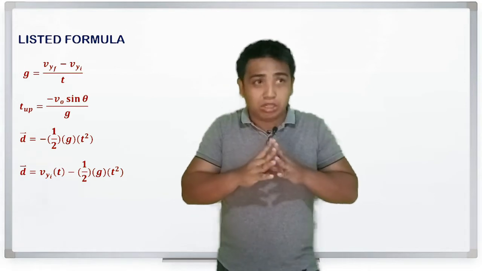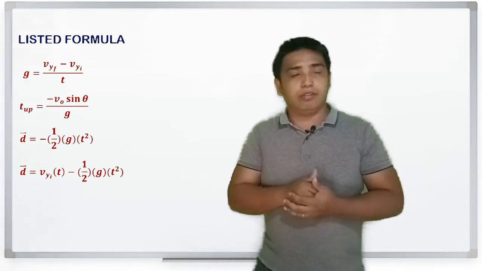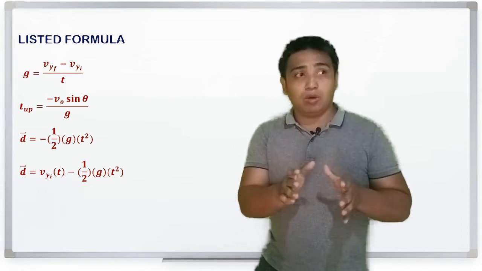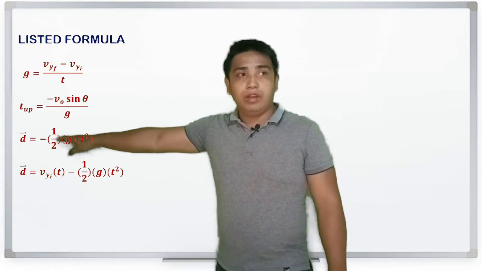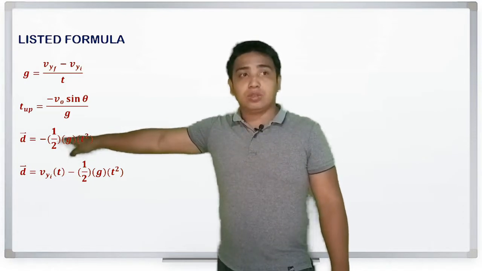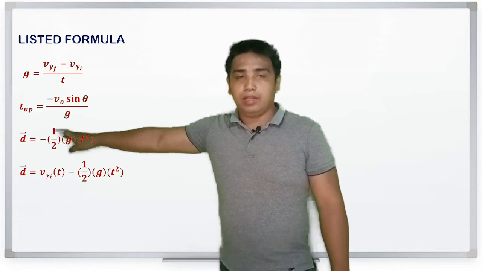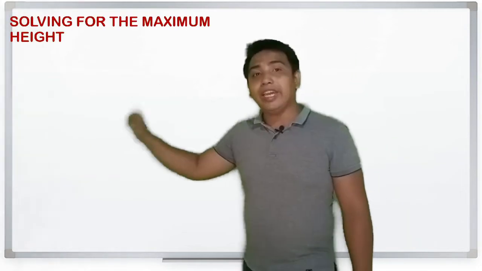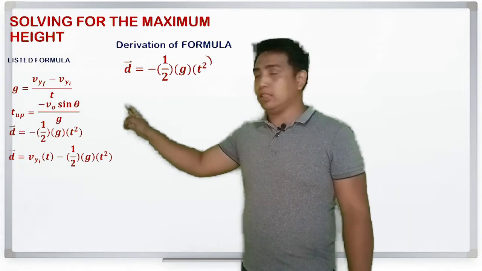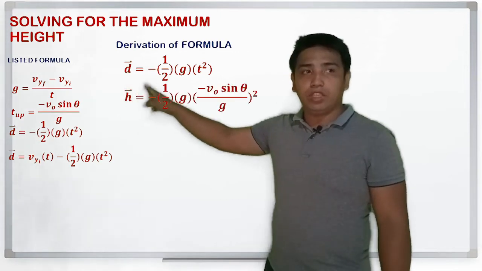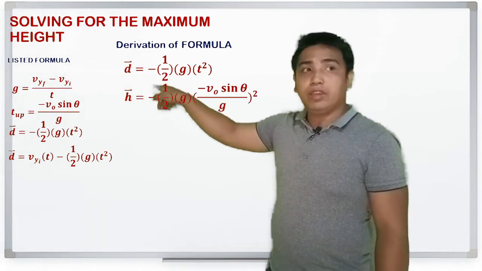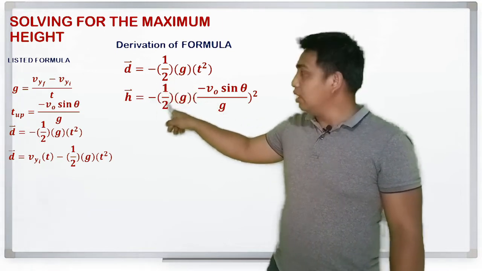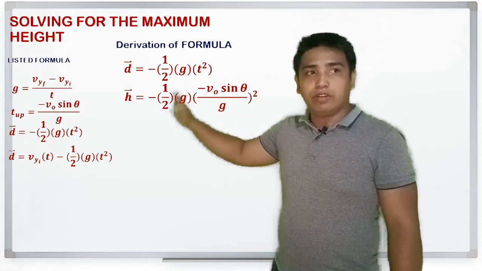The next task is to solve for a formula for the maximum height. Because we have the time, we are going to use the formula d is equal to 1/2 or negative 1/2 g t squared in order to solve for the formula. We're going to modify that and place it right here. I'm going to change d into h because we are solving for the height. So I'm going to have h is equivalent to 1/2 g times the quantity negative Vo sine theta over g, because here Vo sine theta over g is the value of time.